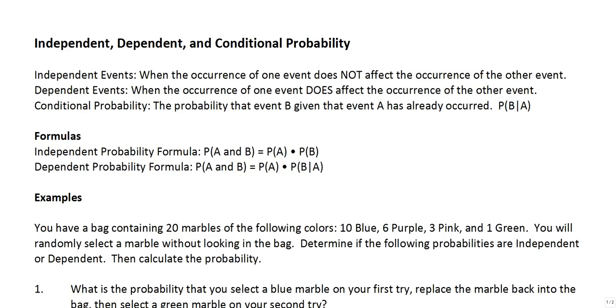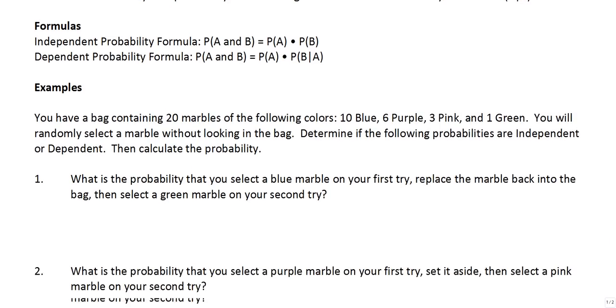So we have a couple of formulas. If the two different events are independent, then the probability of A and B happening is just the probability of A times the probability of B. But if it's a dependent probability, it's the probability of A times the probability of B given that event A has already happened. So I know it sounds confusing, but once we start doing an example, it'll make perfect sense to you. So check it out.